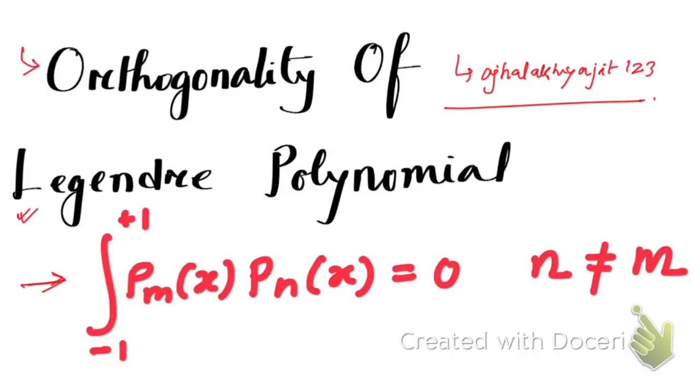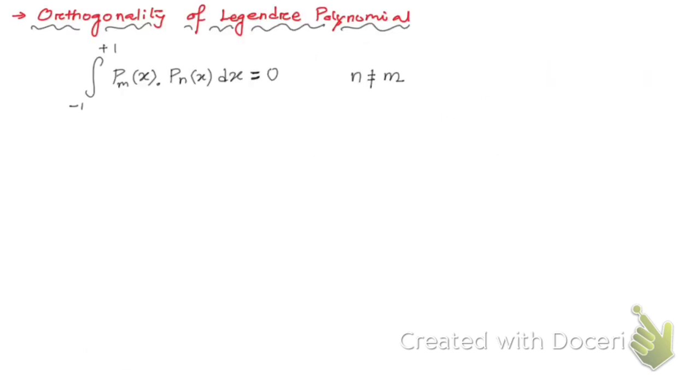So now let's start. Here is the property: the integration from -1 to +1 of Pm of x into Pn of x is equal to 0, provided n is not equal to m. So we're going to prove this.